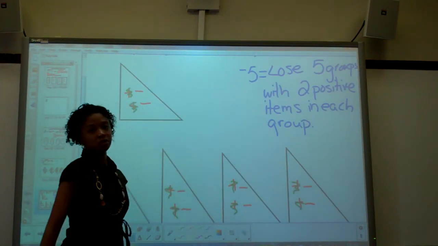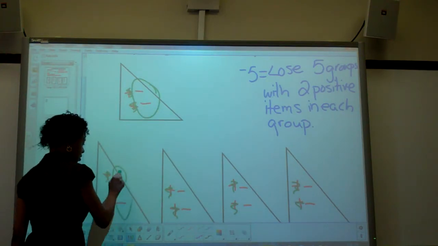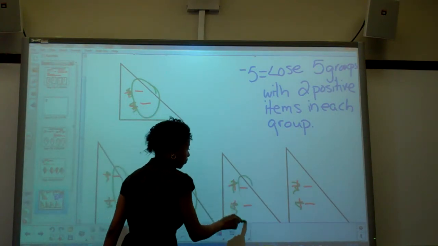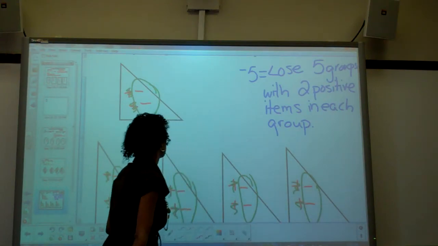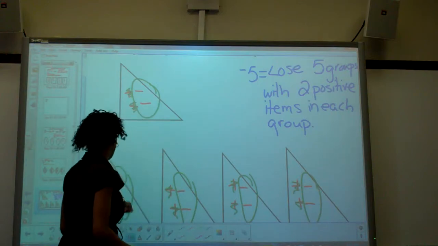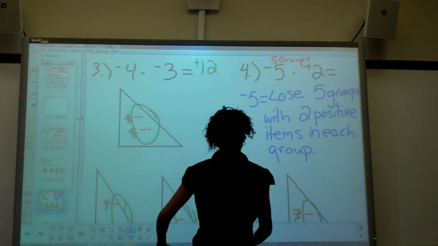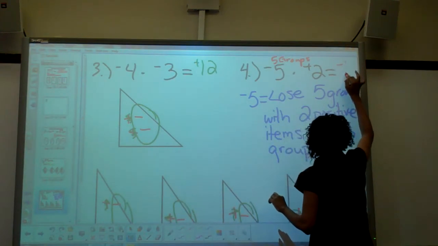Okay? Final answer should be in the same charge, and it is. This is what's left. That's what's left in each group. Final answer is in one charge. There's 2, 4, 6, 8, 10 negative items left. So -5 times a positive 2 is going to be a -10.